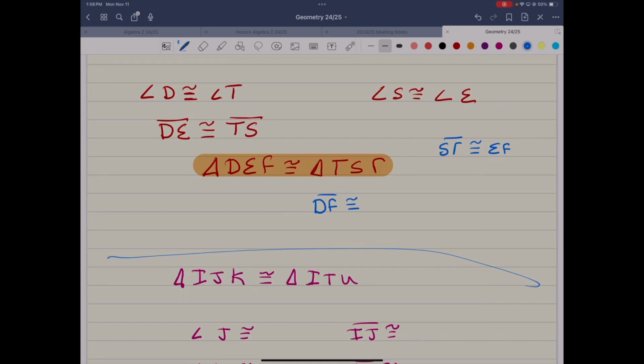If I just look at the congruency statement, what is DF going to be congruent to? To TR. You don't need the picture if you have the congruency statement. You can do these without it. Angle D, you notice it's first. Angle T, it's first. Side DE is first and second in the first one. TS is first and second in this one.